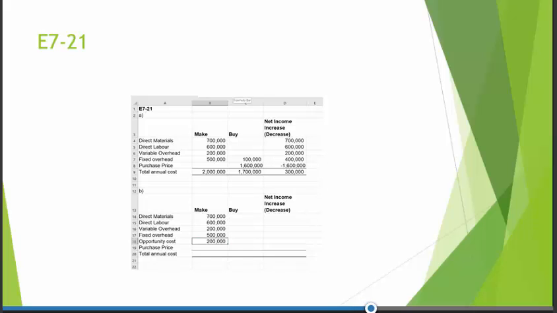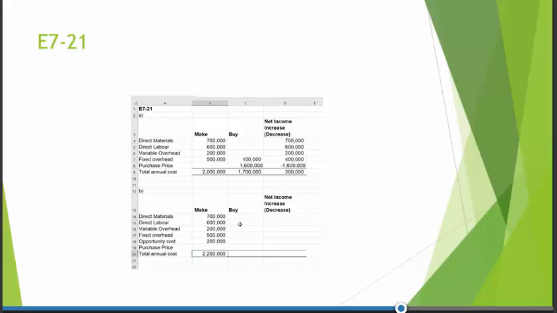So that's an opportunity cost that we're losing because we're making RecRobos. If we weren't making RecRobos, we could make another $200,000 in revenue from other products. So we include that in the make cost. We're losing out on $200,000 in other income. So the total cost to make them in this scenario is $2.2 million.